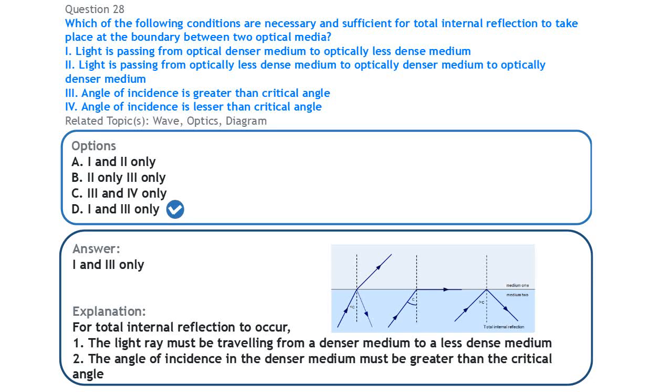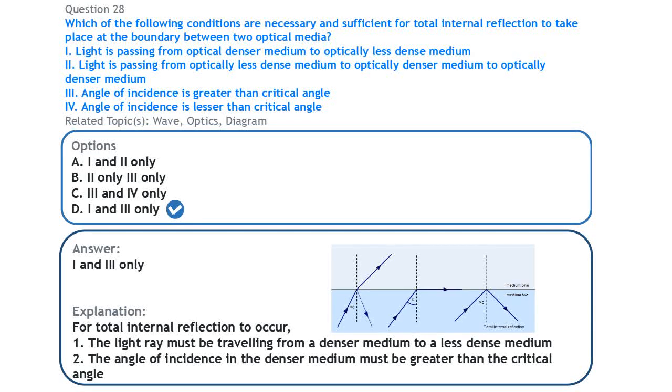For example, between water and air. Water is a liquid, and liquids generally are denser than gases. Air is just a mixture of gases. So water is denser than air. So when you have light moving from water, for example, into air, that is going from a denser medium to a less dense medium, then we can have total internal reflection.